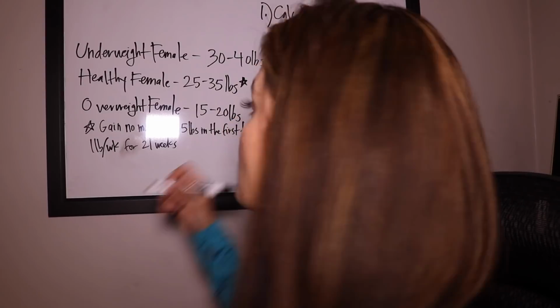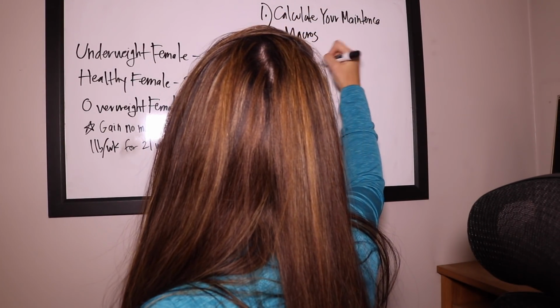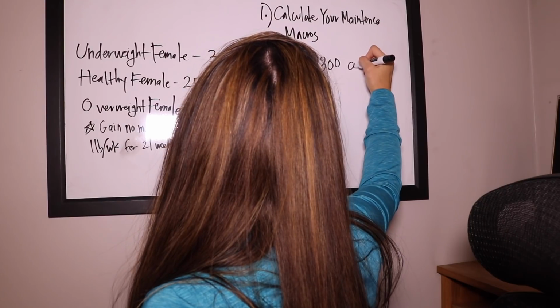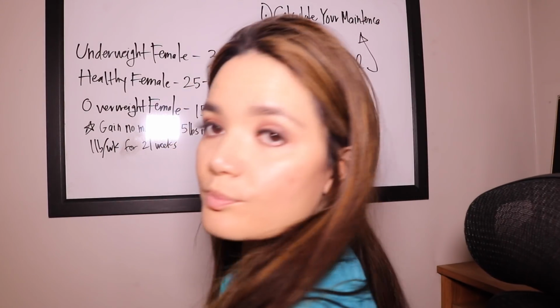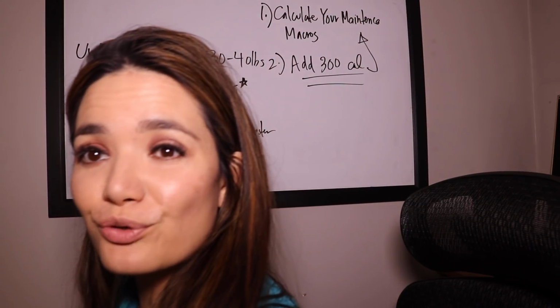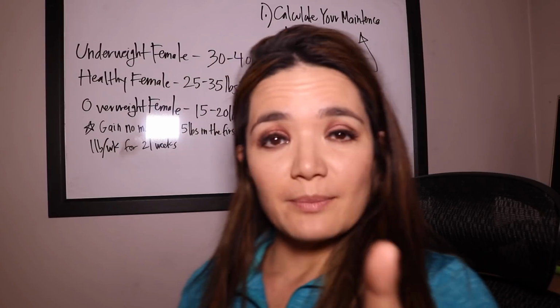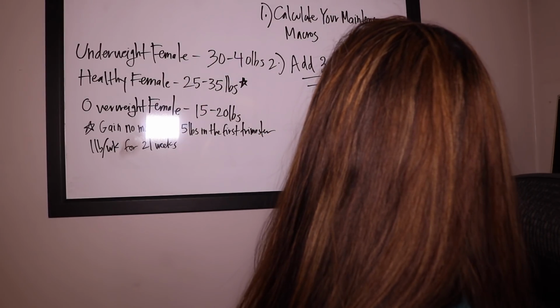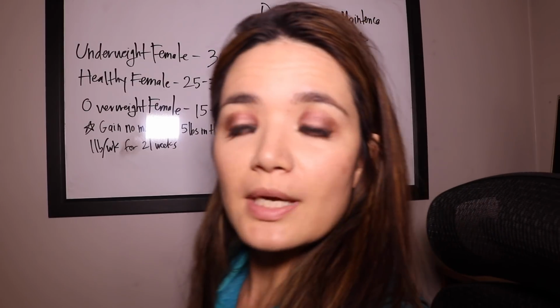Once you have your maintenance macros, this is what you do. The next thing is you add 300 calories to that value. 300 calories is all you need. Add 300 calories. Now, if you are underweight, you make that plus 500. But for most people, it's going to be 300 calories.